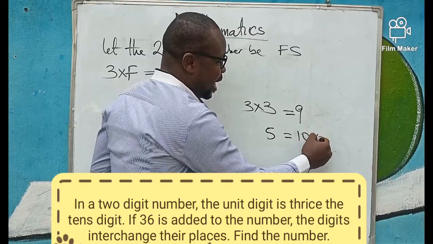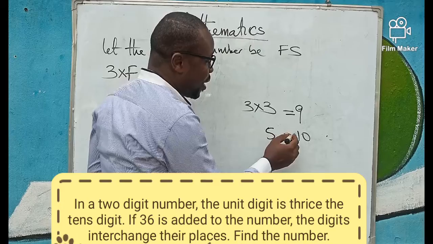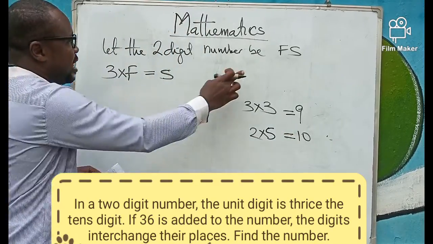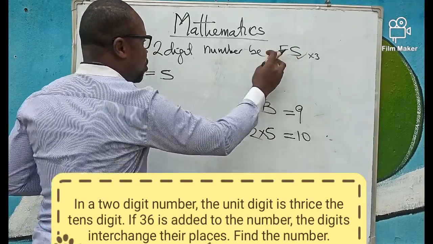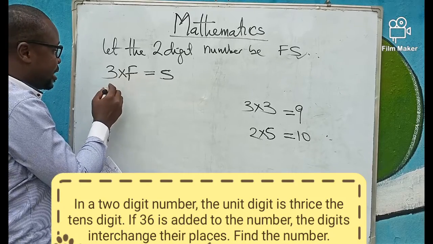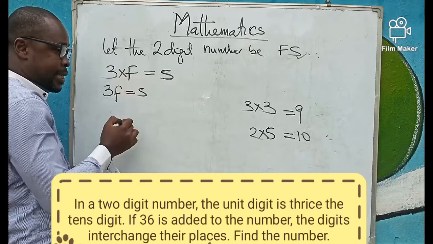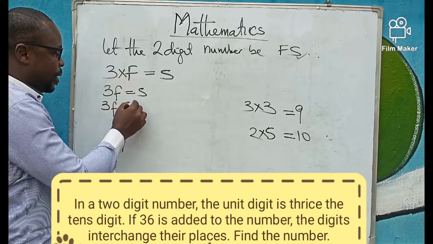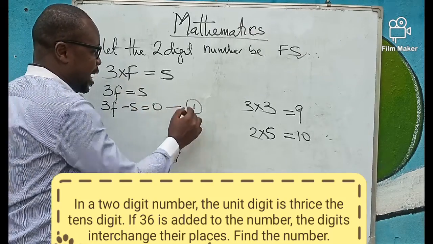Some people will make the mistake and multiply this again by 2, but this is actually twice this. So if I want to equate the two of them, I multiply the smaller one by 2. In that case, we are saying this is our unit digit. The unit digit is 3 times this one. So we are multiplying the small one by what? 3. So I can say 3f is equal to s. Extending this, 3f minus s is equal to what? 0. So equation 1 is automatically out.